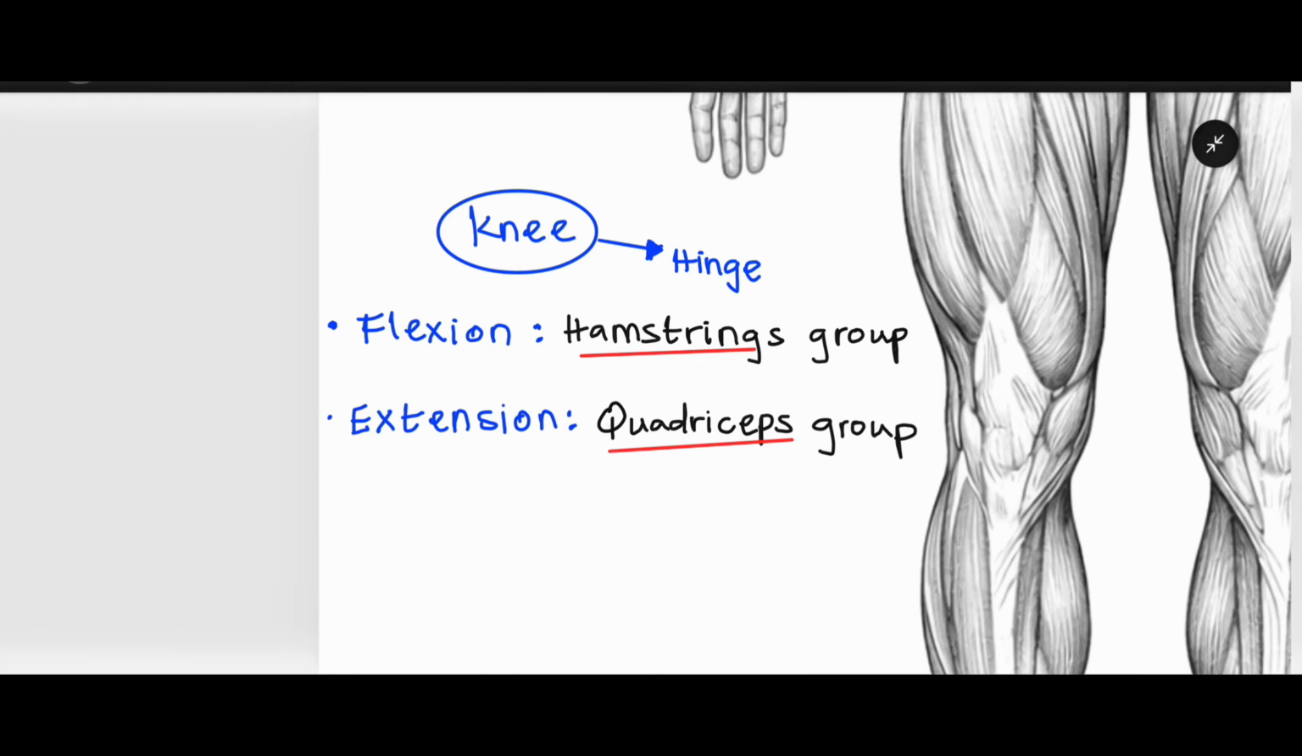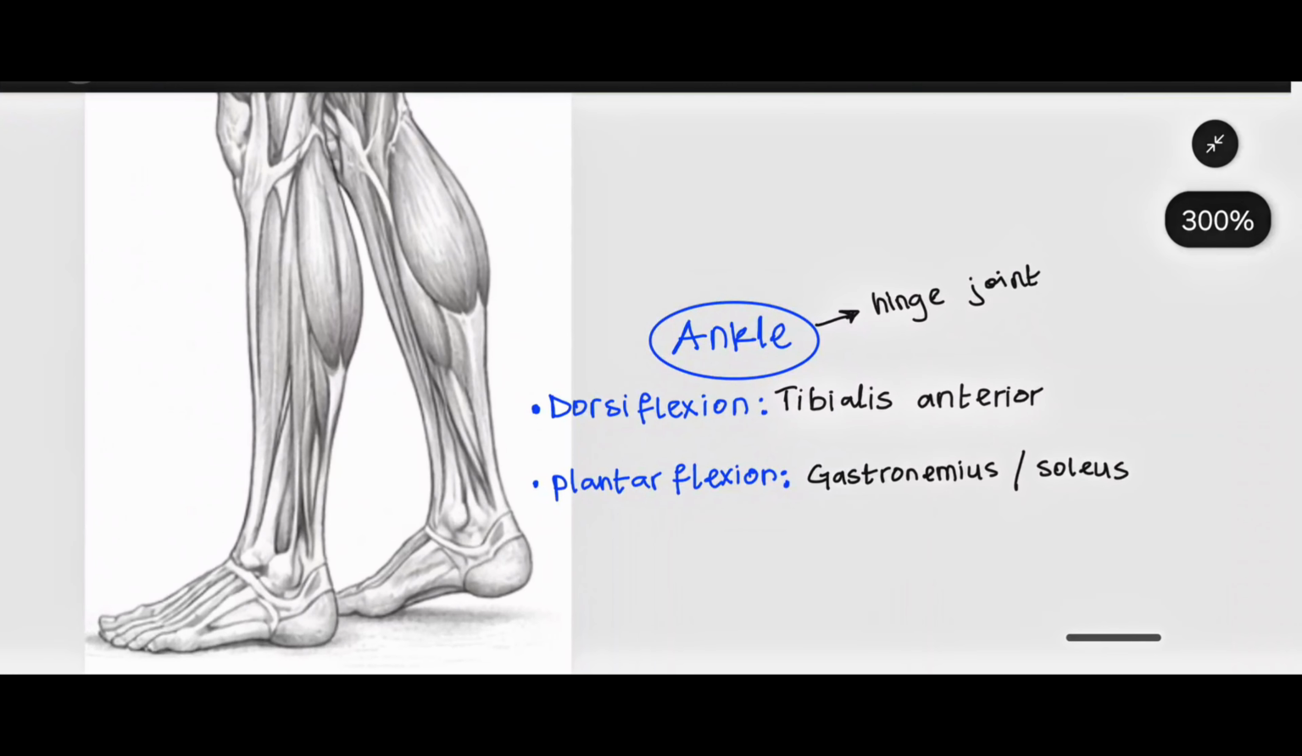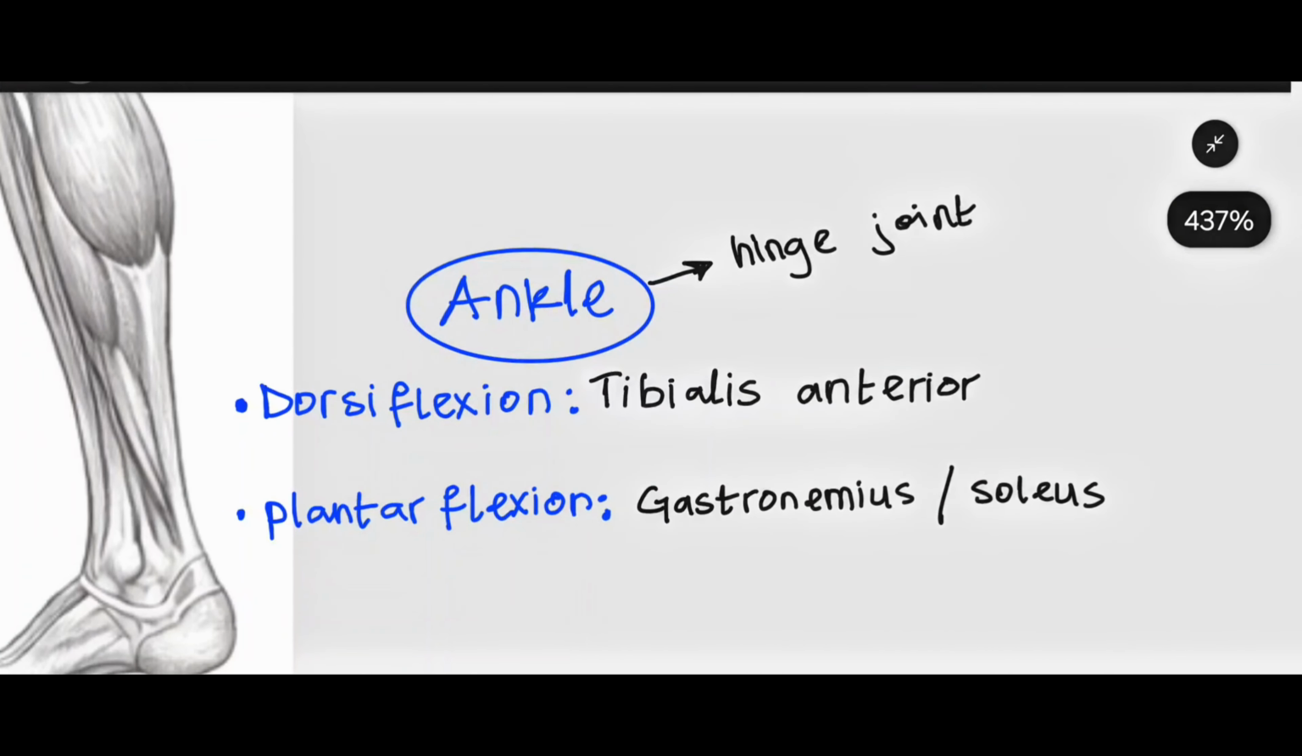Similar thing for knee extension, which is straightening the leg. The agonist would be the quadriceps group. So the antagonist for knee extension is the hamstrings group. Now, onto the ankle. For the ankle, we have dorsiflexion and plantar flexion. Dorsiflexion is the movement where your toes move up. The agonist for that, which was spoken about, is the tibialis anterior. So the antagonist for dorsiflexion is the gastrocnemius and the soleus. Examples of dorsiflexion are clearing the ground when you run and also preparing the foot for landing.